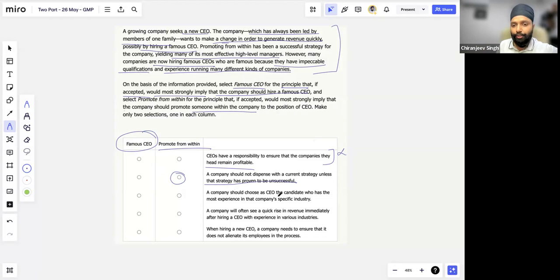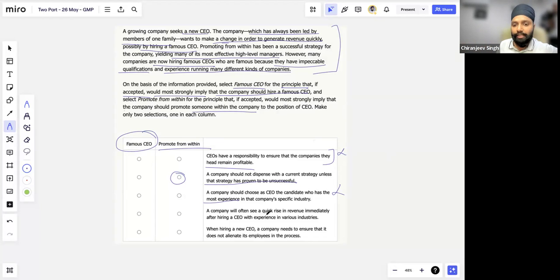A company should choose as CEO the candidate who has the most experience. Again, the most experience could be the famous CEO or could be from within, right? We are talking about the number of years of experience. That doesn't help us either way.